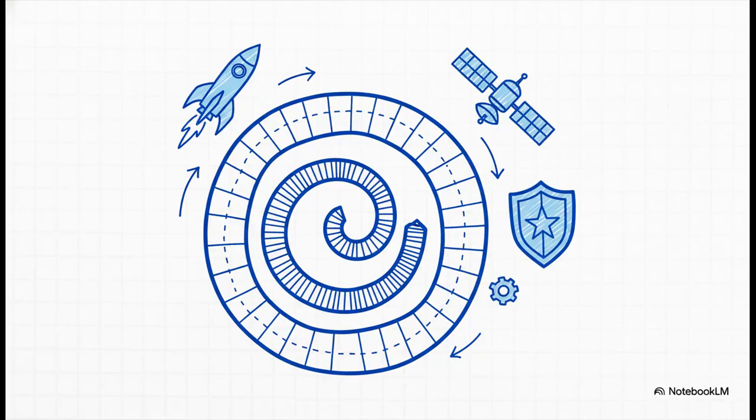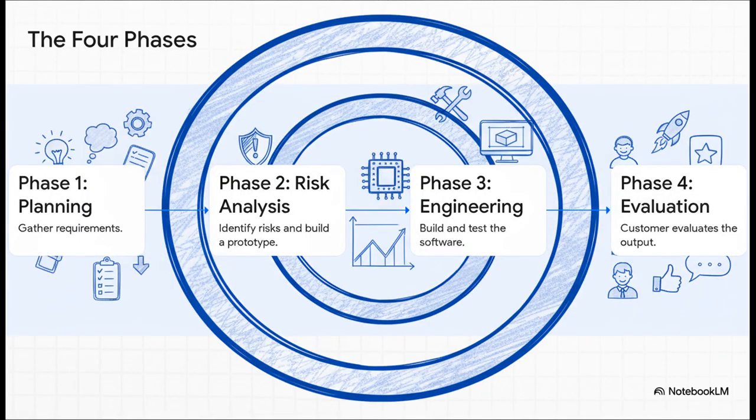Okay, next up we have a model that's really designed for the big leagues, the spiral model. This is the blueprint you pull out for those huge, complex, mission-critical projects. We're talking aerospace, defense systems, the kind of stuff where failure is just not an option. The heart of the spiral model is this repeating four-phase cycle. A project literally goes through these phases over and over again in spirals.